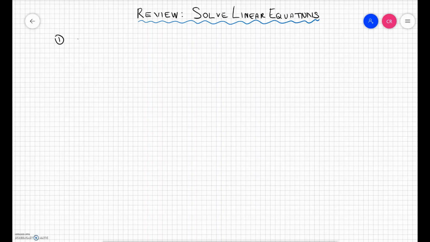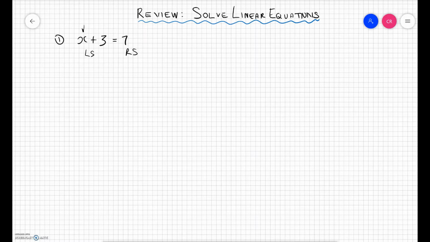Number 1, x plus 3 equals 7. Now solving means that you want to find a value of x, or your variable, such that when you plug it in the left side of the equal sign, you get the same as the right side. So we want to find a value of x so that when you add x to 3, you get 7. Well, by inspection, we know that x is 4. But how do we do it?